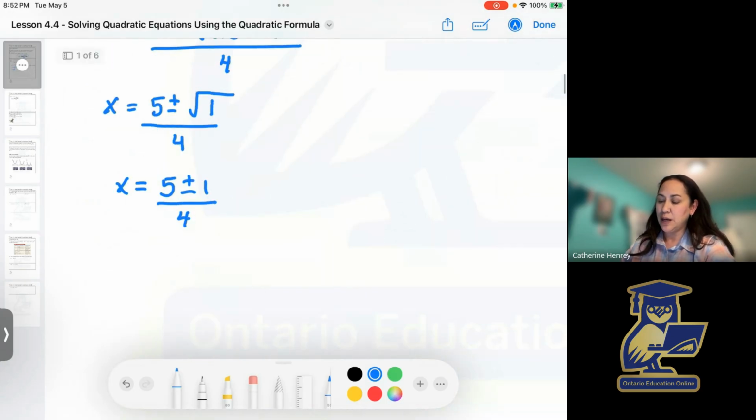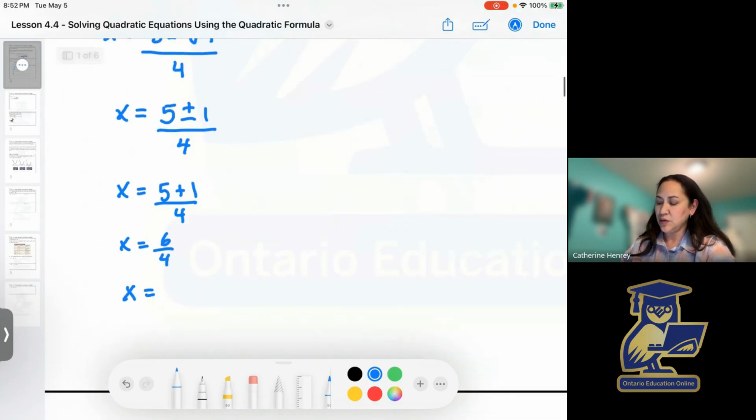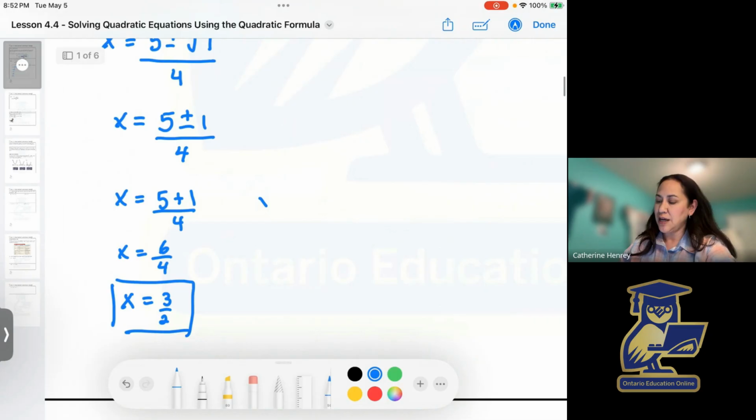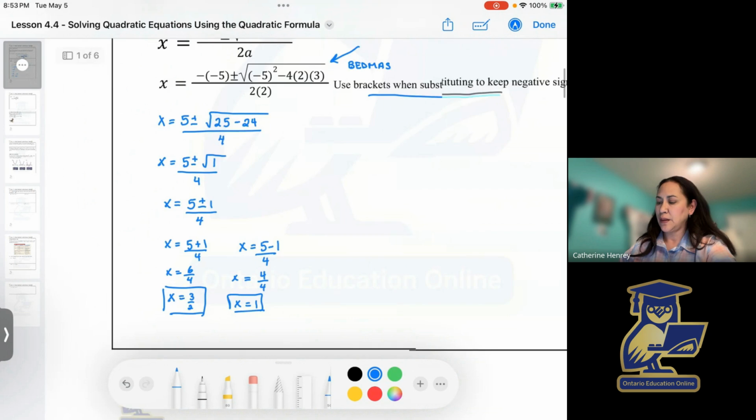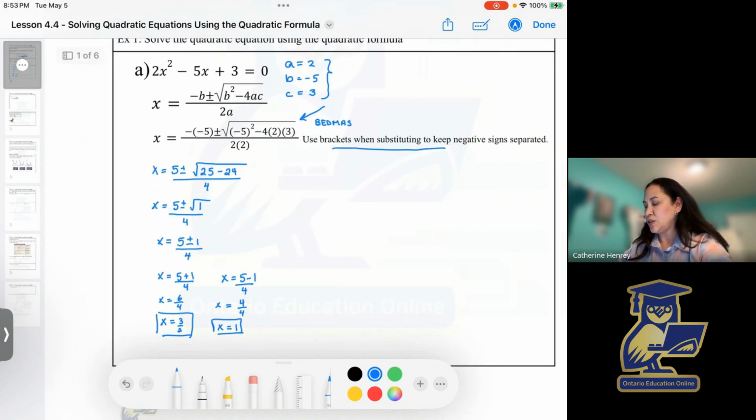And now we can split it up. We'll take x is equal to 5 plus 1 over 4, so x is equal to 6 over 4, and x is equal to 3 over 2. So that's one solution. We could also take x is equal to 5 minus 1 over 4, so that's equal to 4 over 4, and simplifying, x is equal to 1. And that's the second solution. So the quadratic formula can be a little cumbersome, but it always works. Let's take a look at a different example on the next page.